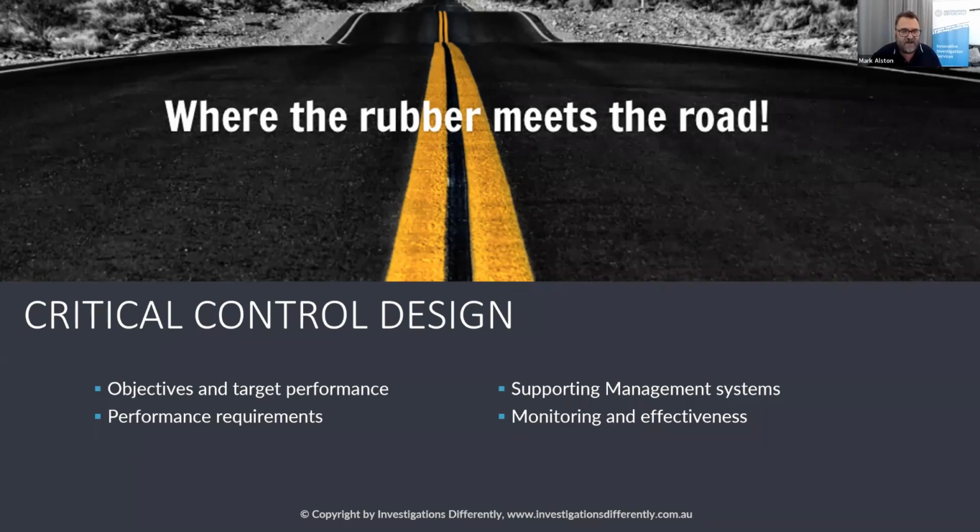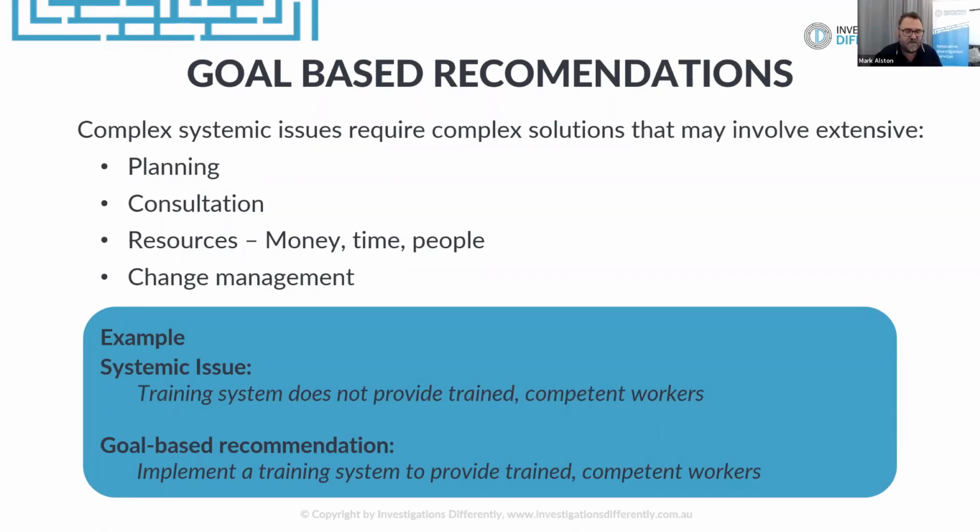Now, as part of investigation, we come up with these systemic issues. That's too big for us to include a real focused action plan for a systemic risk. And I've put the training example in here. To actually implement a training system, provide trained competent workers isn't something we can do in a week or 2 weeks or even 3 weeks. It's going to take significant planning. It's going to take significant consultation. It's going to take resources. It's going to take change management.